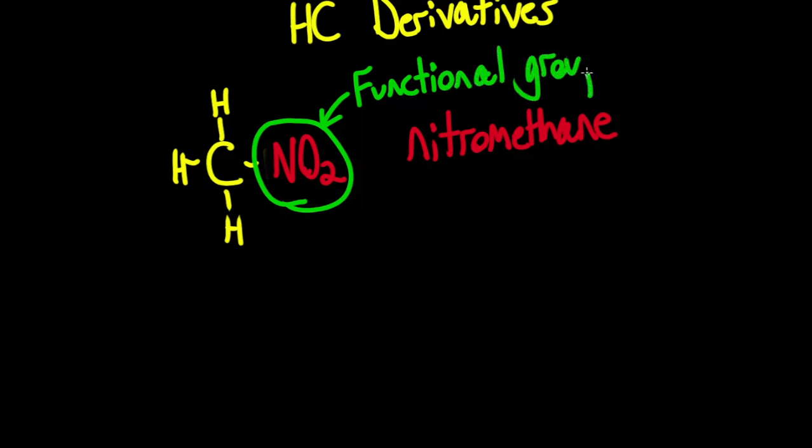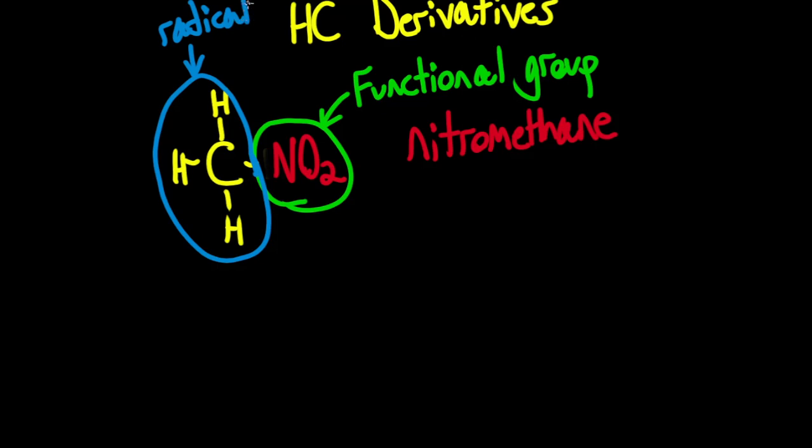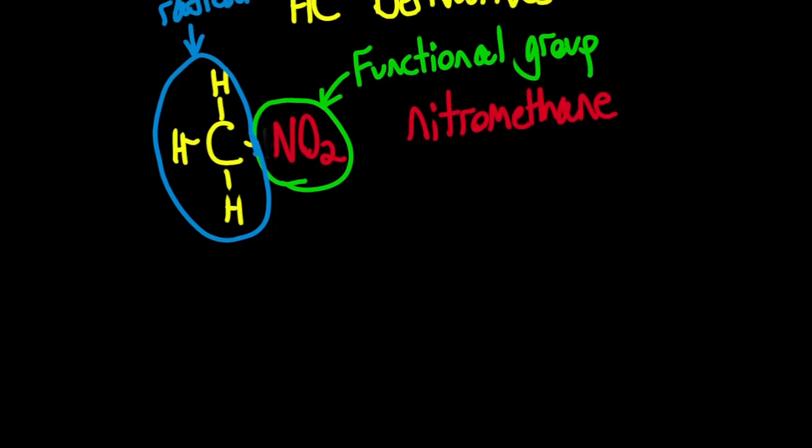Functional group. And the thing that I attached it to here is called my radical or backbone. Either one works. The general formula for hydrocarbon derivatives utilizes R for the hydrocarbon radical or backbone. So this portion is going to be R with my dash, and then the functional group can be used to complete the derivative.